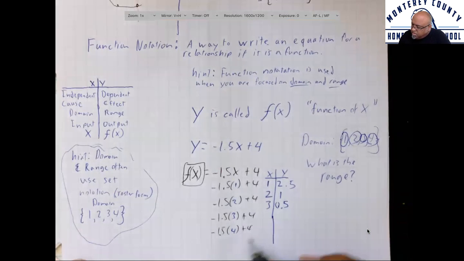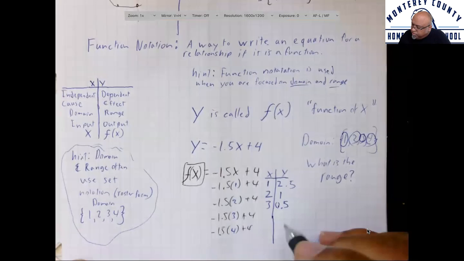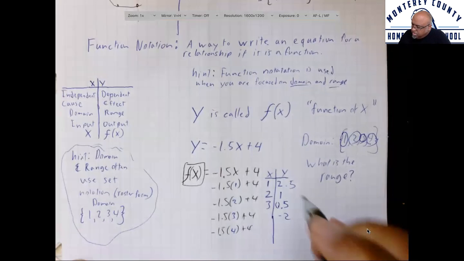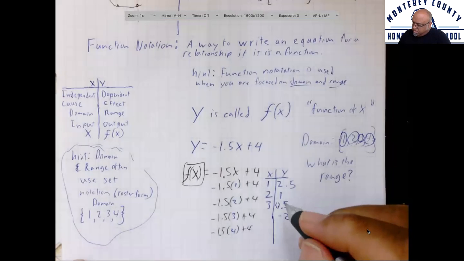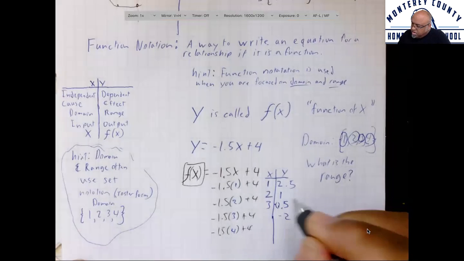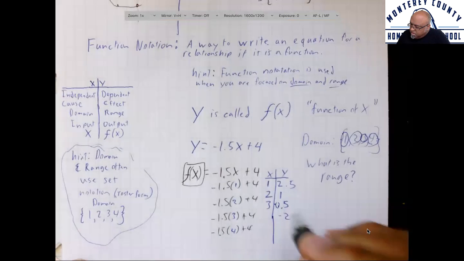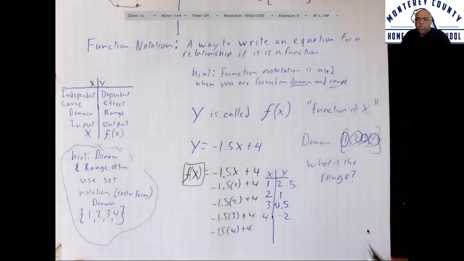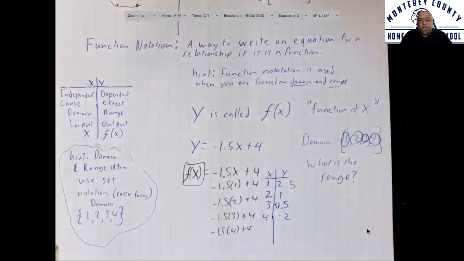Okay. And then 4 times negative 1.5 would be negative 6. Negative 6 plus 4 is negative 2. And I think I forgot to write that that's negative as well. Apologize. Okay. So now we would have some points here.